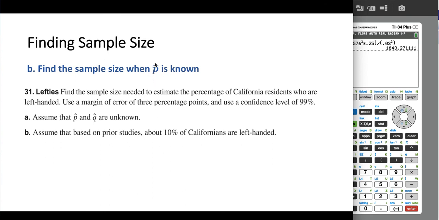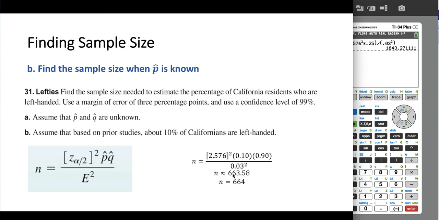Okay. Part B. Part B asks us to find the sample size when p hat is known. An estimate is known, p hat. So we have an estimate that it's 10%. So that's our best estimate. The formula when we know p hat is written here. Everything's the same except we're going to multiply p hat times q hat in the numerator. So when we put those values into the formula, 2.576 squared times 0.10 times 0.90. Remember, q hat is 1 minus p hat. So 1 minus 0.1 is 0.9. And we're going to divide that by the margin of error.